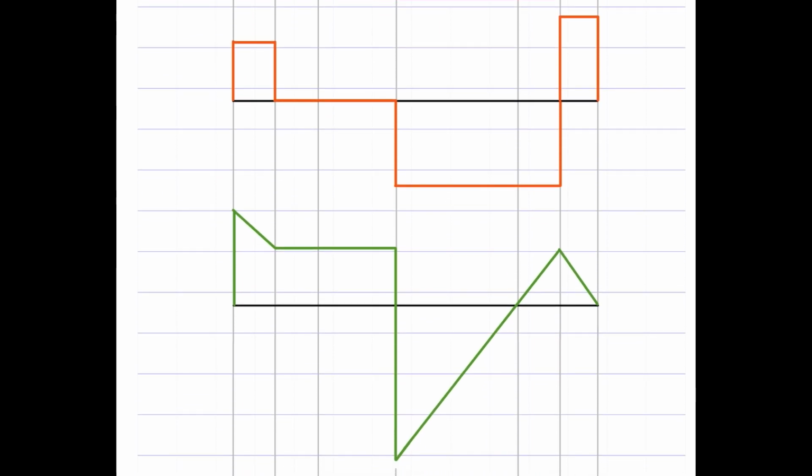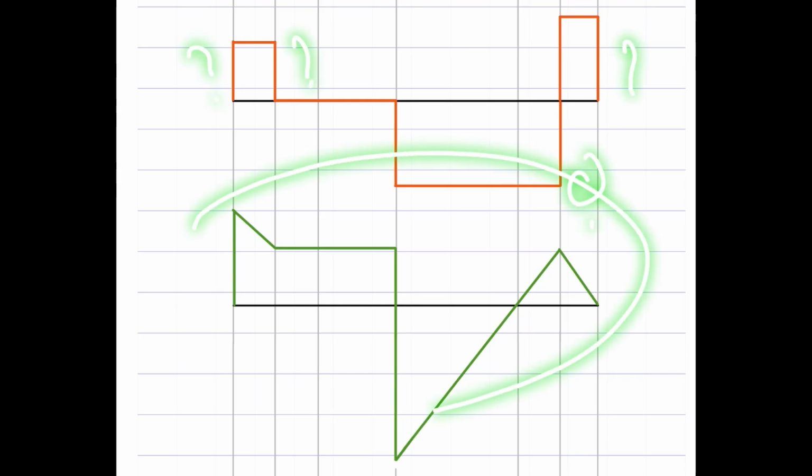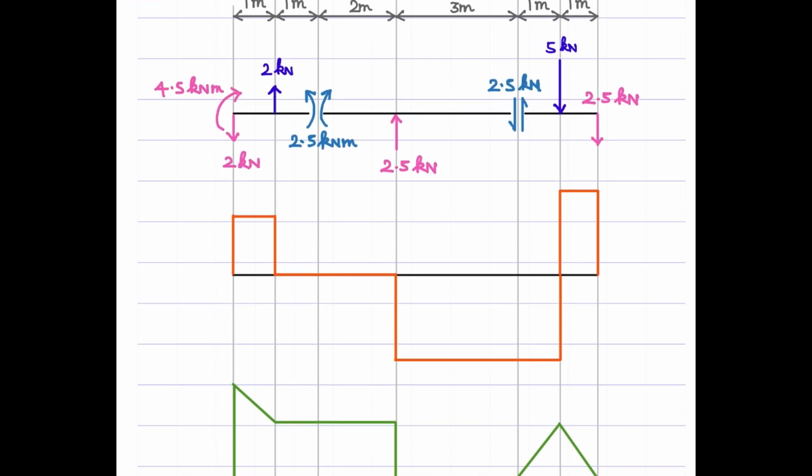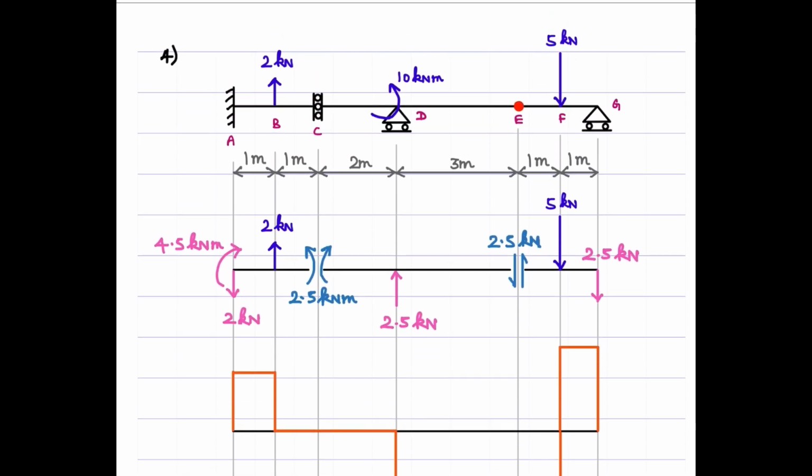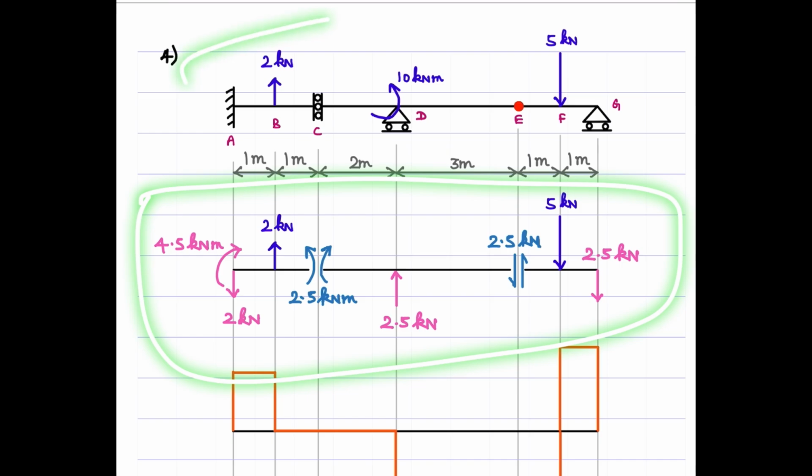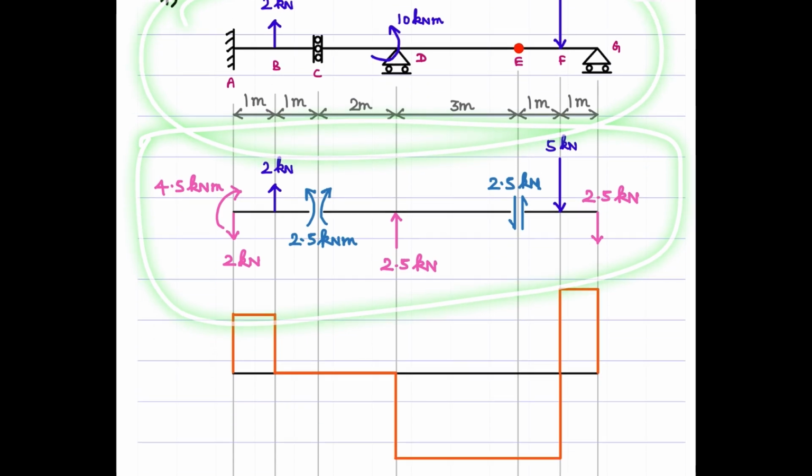I'm not marking the values here. One can try this and tell whether this is right or wrong, and can also tell what these values are here. Okay. So this is left as an exercise. So you can take these values here. Okay. And then one can construct the SFD and BMD.